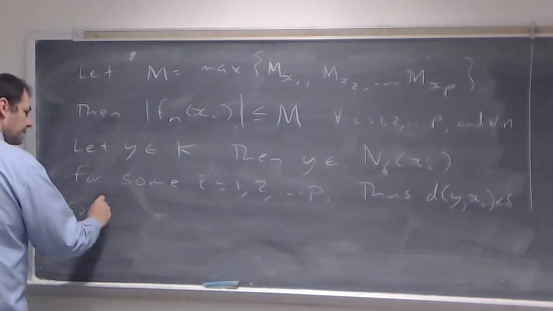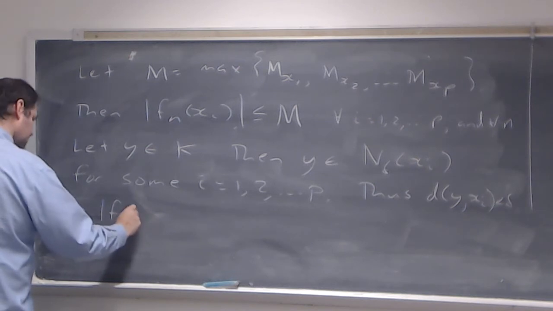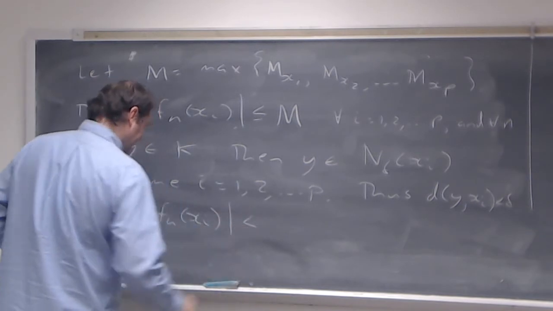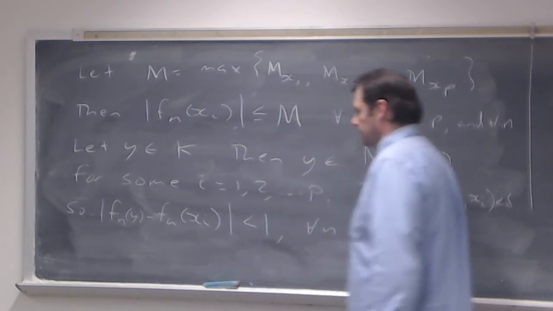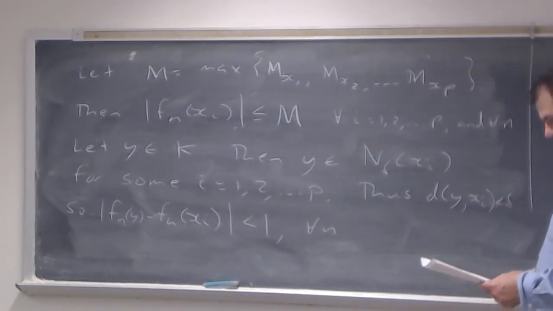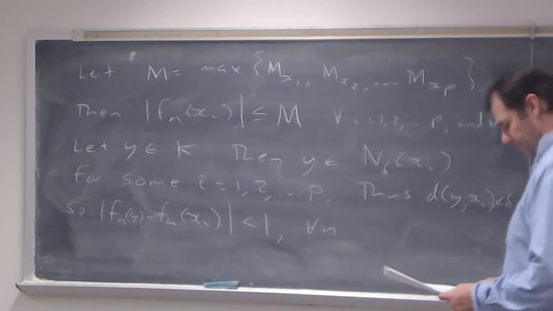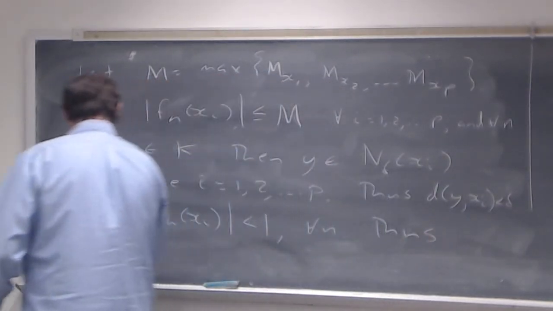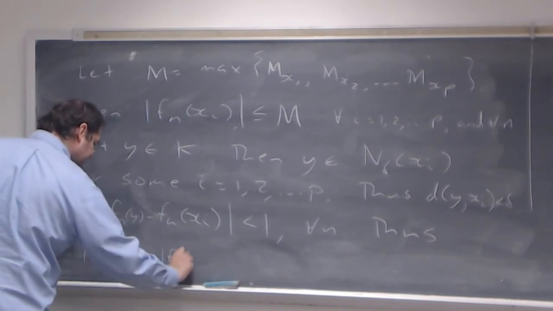So, what that tells us is that the absolute value of f sub n of y minus f sub n of x sub i is going to be less than 1, or epsilon, and that's true for all n, and that's due to the equicontinuity of the collection of the functions f sub n's. Now, something that's smaller than this is the absolute value of f sub n of y minus the absolute value of f sub n of x sub i.